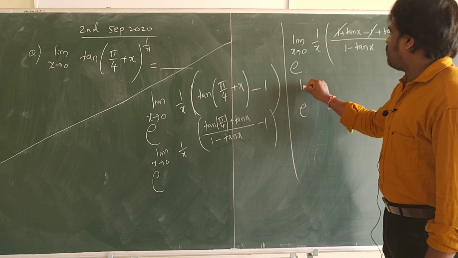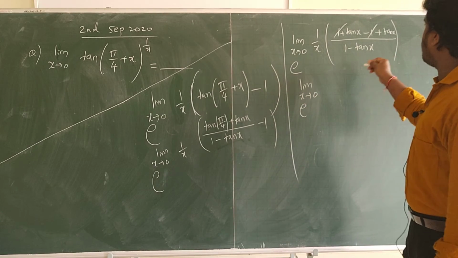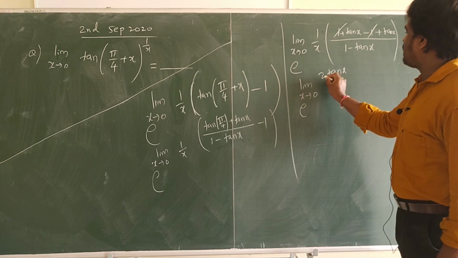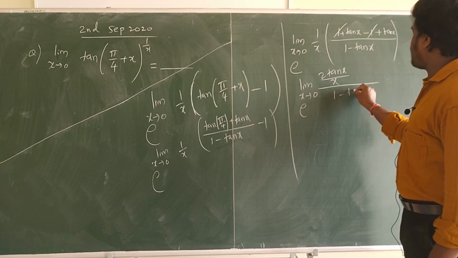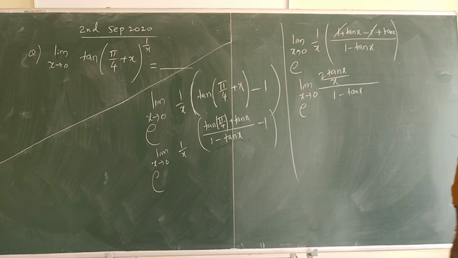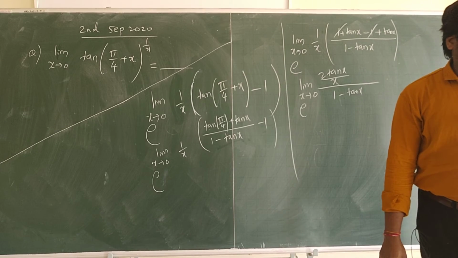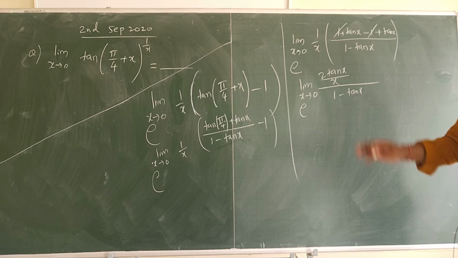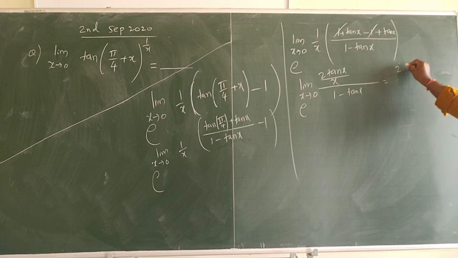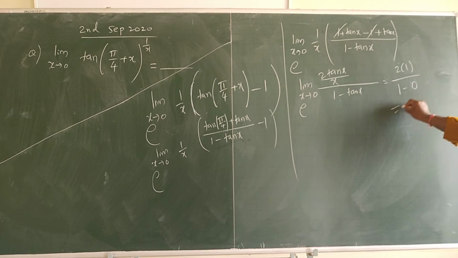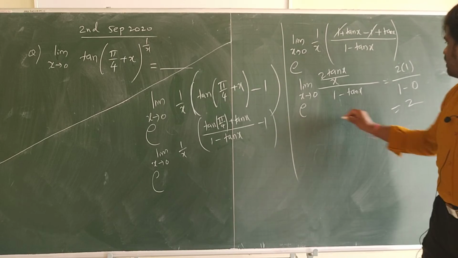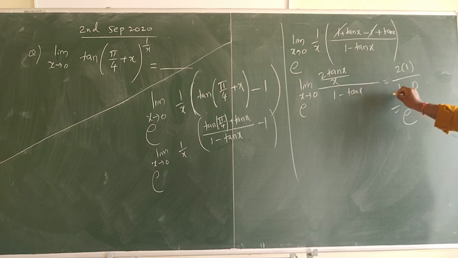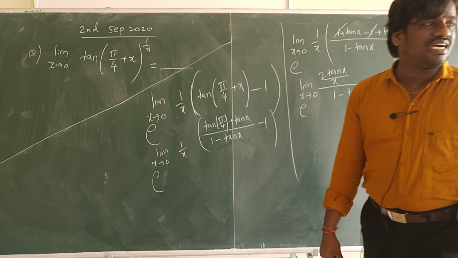So e to the power of limit x tends to 0, I get 2 tan x by x divided by 1 minus tan x. You know tan x by x, limit x tends to 0, is how much? 1. Tan 0 is how much? 0. So you will get 2 into 1 by 1 minus 0. Answer is 2. It is e square, sorry, because it is running on e power limit x tends to 0. So e square is the answer.